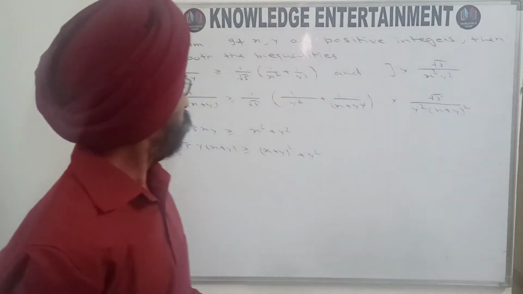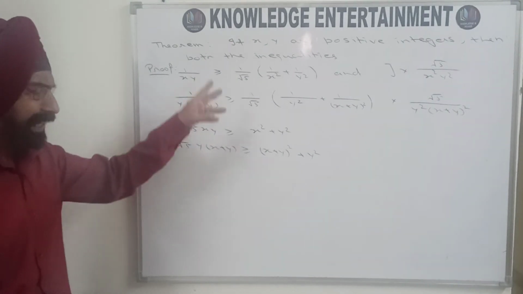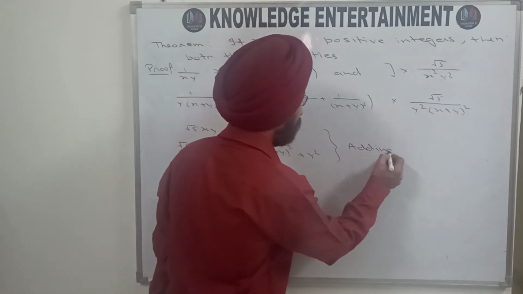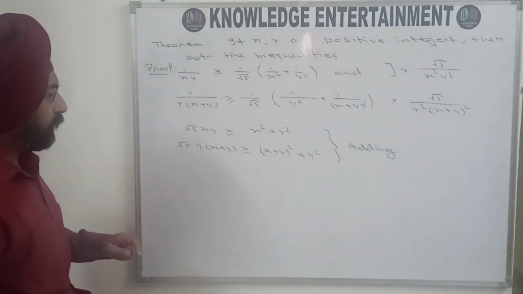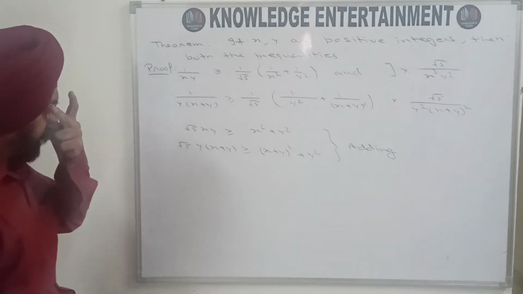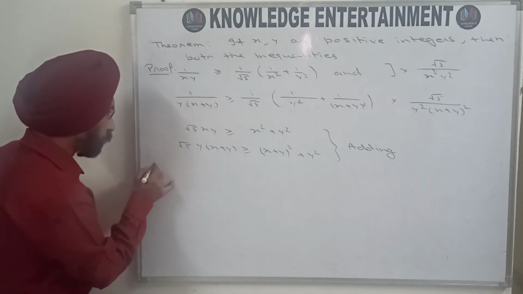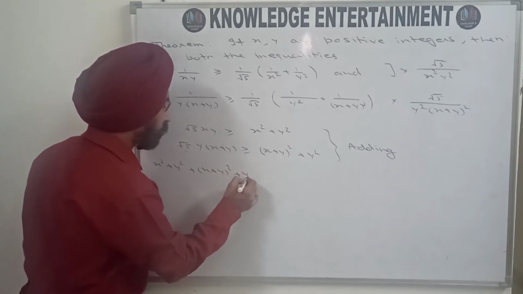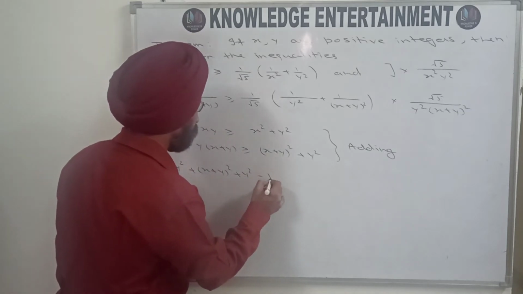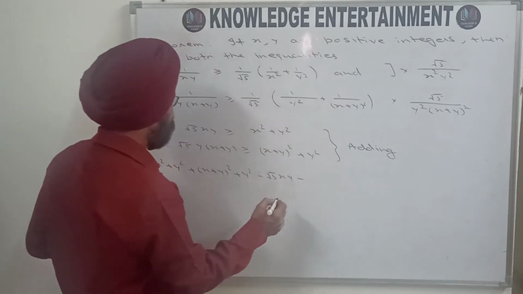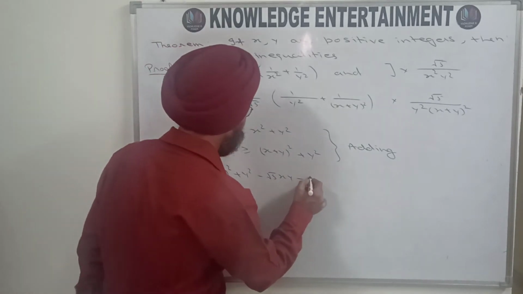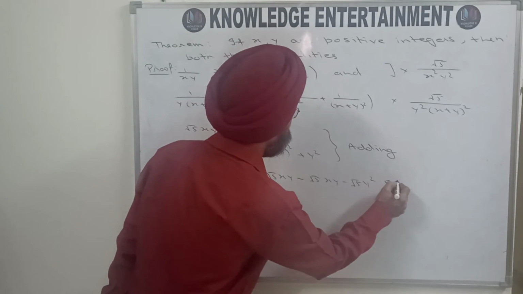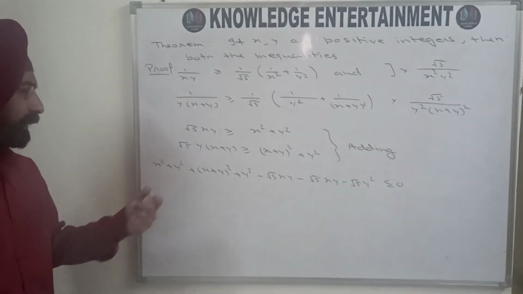Okay, so what we are going to get from these two? Now add these two. Adding these two inequalities, you will get, I am writing the right hand side first, so it will be x square plus y square plus (x plus y) whole square plus y square minus root 5 xy minus root 5 xy minus root 5 y square is less than or equal to 0. Adding these two inequalities, and now open these brackets also.